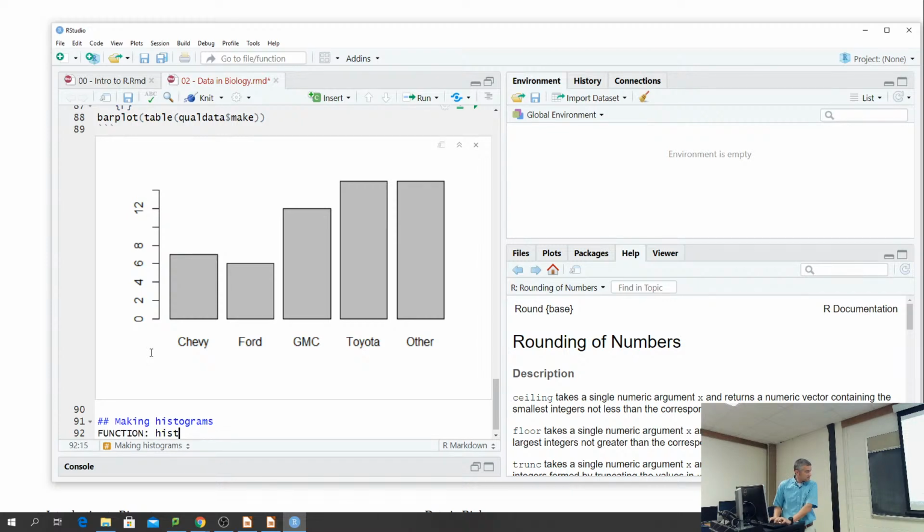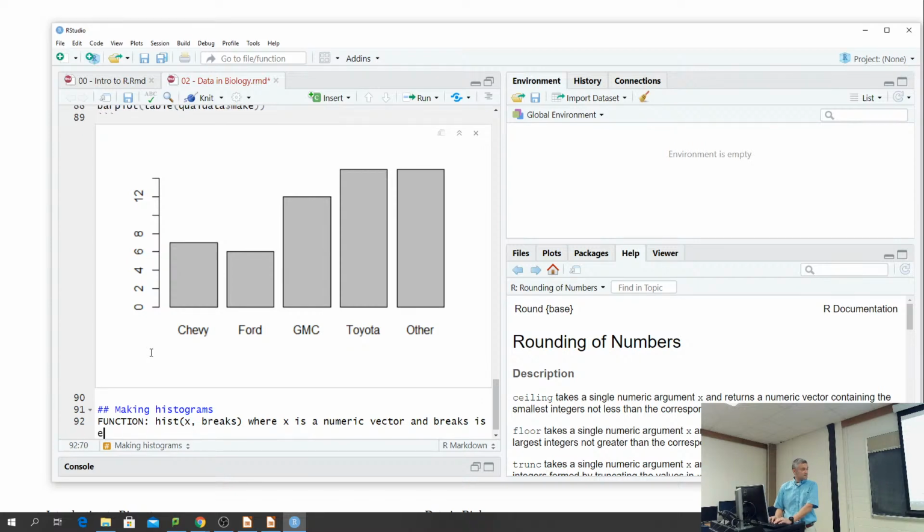The function is hist(x, breaks). All right, that's our function. Where x is a numeric vector, and breaks is essentially how many bars to graph.